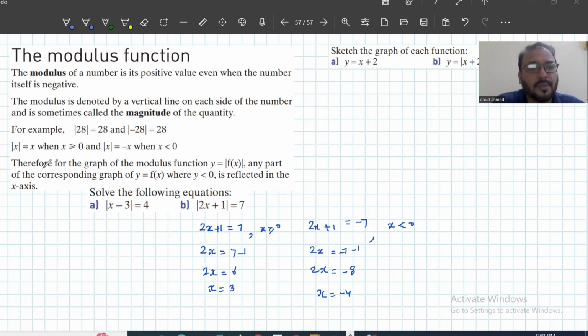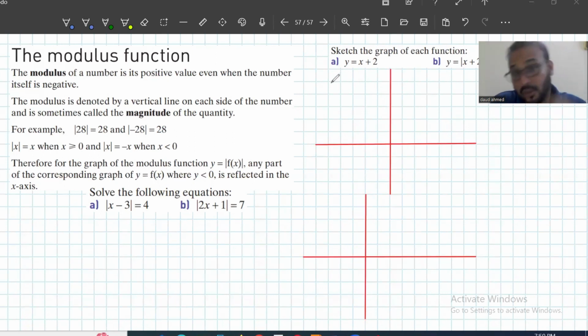Fine. So for the graph of a modulus function y equal to modulus of f of x, any part of the corresponding graph of y equal to f of x where y is less than 0 is reflected. Remember, when the y value is less than 0, that means it will reflect in the x-axis, meaning the reflection line is along the x-axis. So we will see in the question. Yes, viewers, let's try to find the values of the first equation, y is equal to x plus 2.